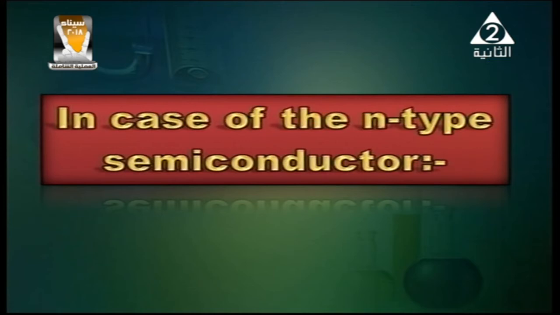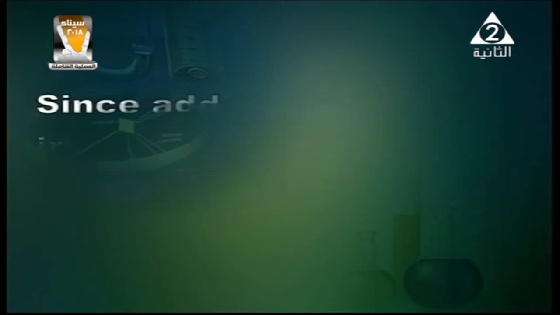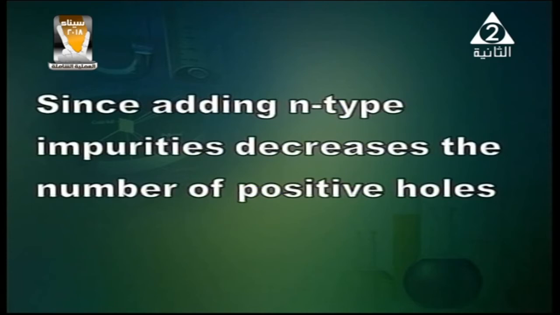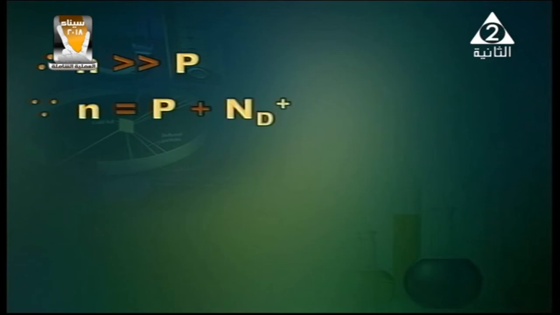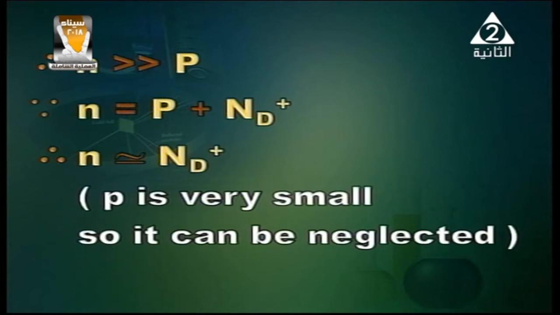In case of the N-type semiconductor, since adding N-type impurities decreases the number of positive holes, the number of positive holes is diminishing. Small n, the number of free electrons, is much greater than the number of positive holes. The crystal is neutral because n is equal to p plus the concentration of positive donors. Since p is diminishing, we can say n is almost equal to N_D positive. P, the number of positive holes, is very small, so it can be neglected.